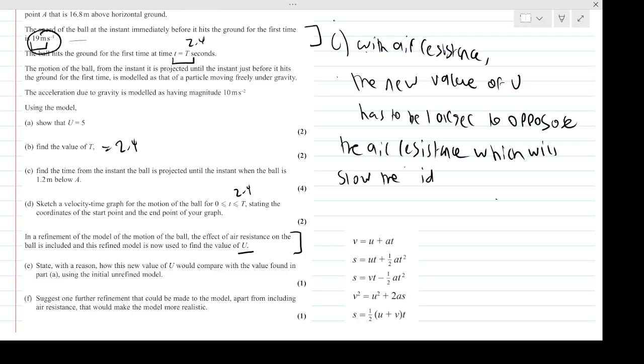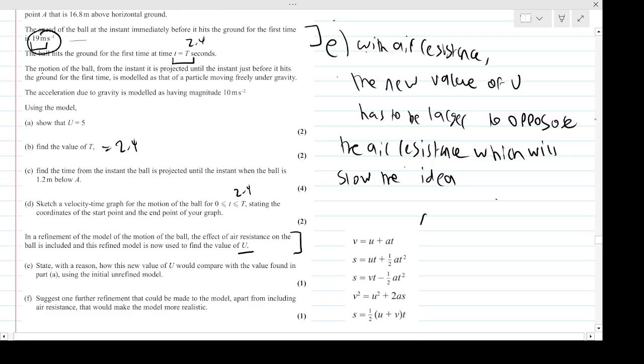So that's the idea. If I still want to end at the same speed, and I have some resistance that's going to slow me down, I need to make my starting speed even larger. If that makes any sense, okay? So it has to be larger than 5, right? So there we are. Then that's part E, sorry.